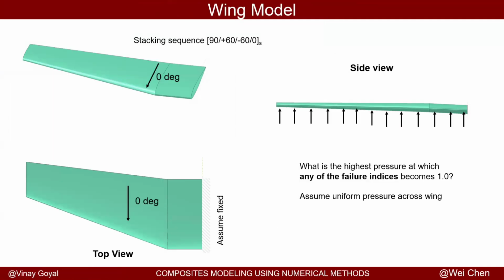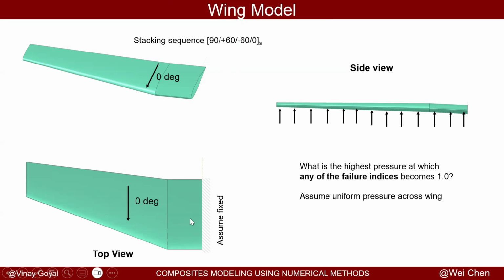So we're going to study a wing model, and we're going to say the 0-degree direction for the global orientation, the 0-degree reference axis, is going to be aligned with the flow direction. And then the stacking sequence for the system is provided as 90, 60, minus 60, 0, and that's the stacking sequence we'll be discussing. And then here's the top view of the system.